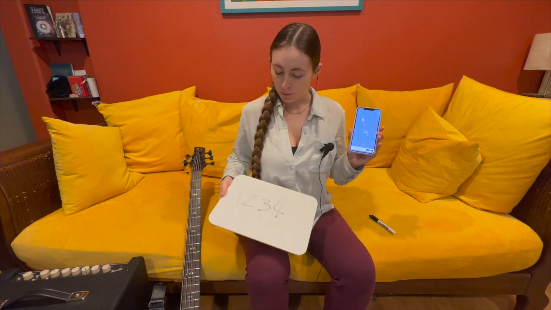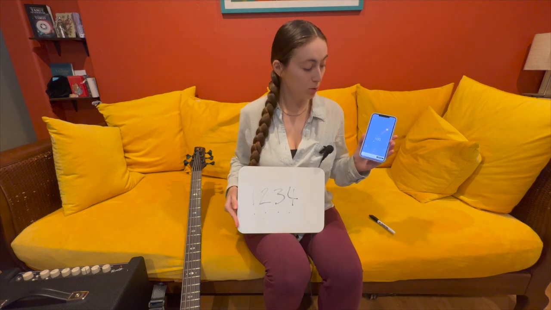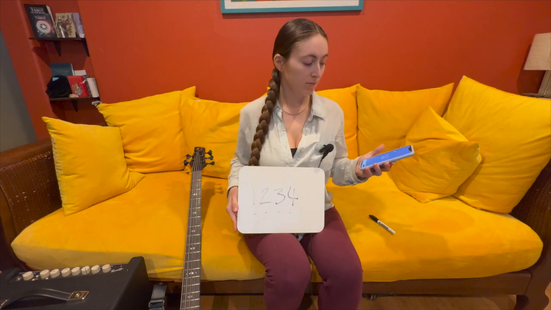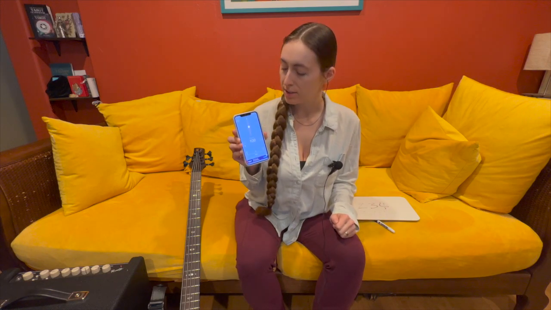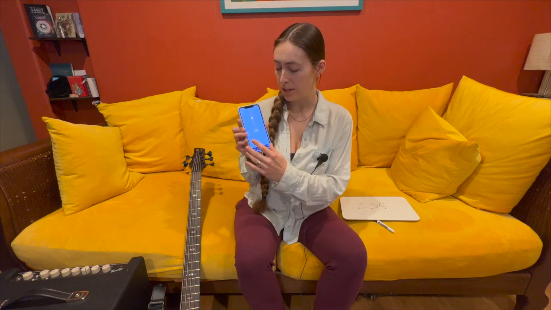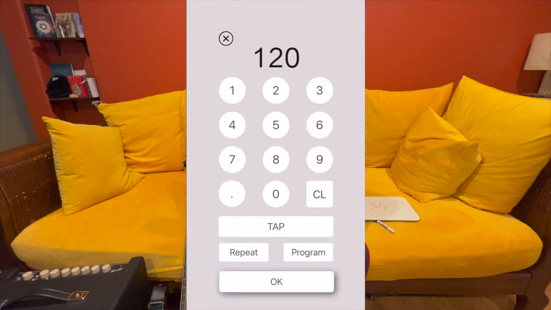1, 2, 3, 4. So this number here stands for BPM, which is beats per minute. That is just like what it sounds. How many beats per minute, which ultimately translates to the speed of the song. You can change the speed or BPM here, and we'll start with 100.